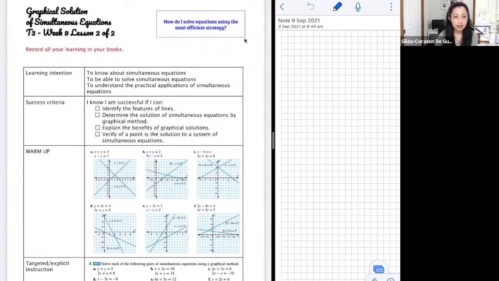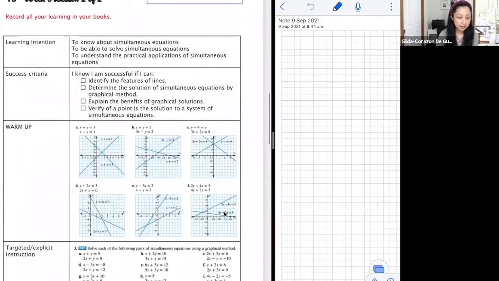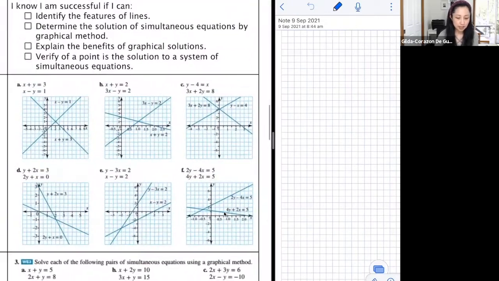The learning intention and the success criteria are exactly the same as what we had on Tuesday, right? But we'll be looking at different ways how to graph these equations, okay? So let's have a look at our warm-up. The warm-up task that I've put there is actually the task that I asked you to do last lesson.